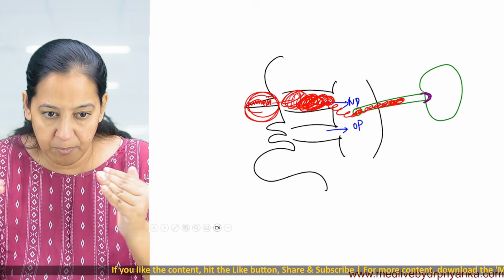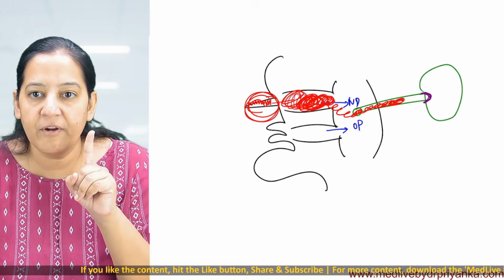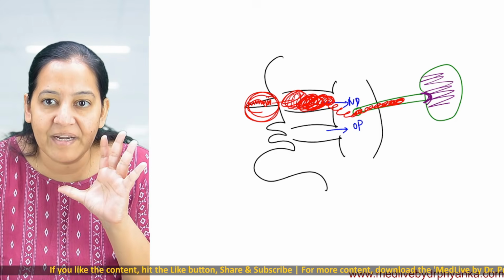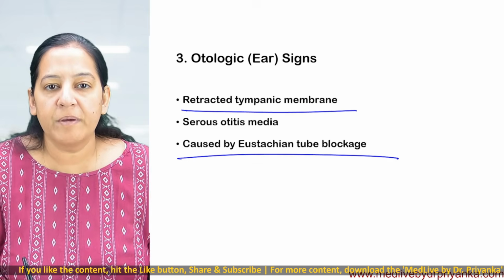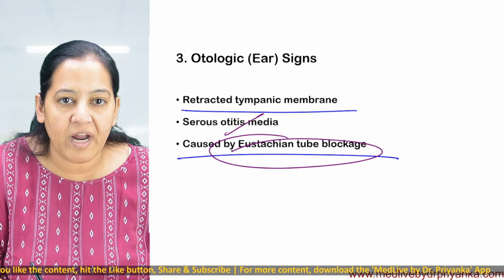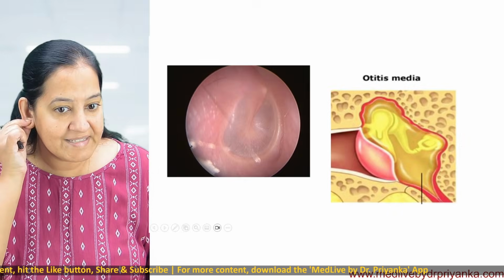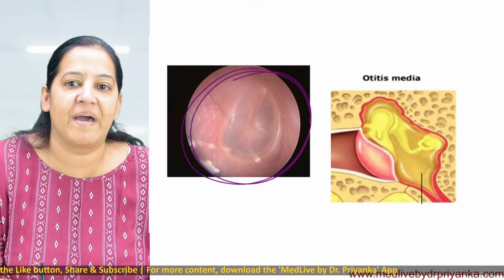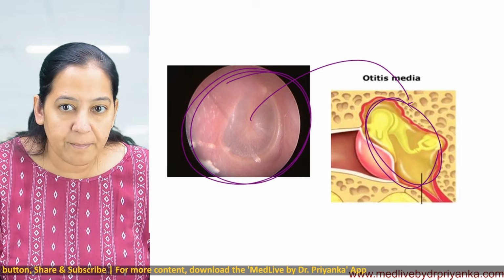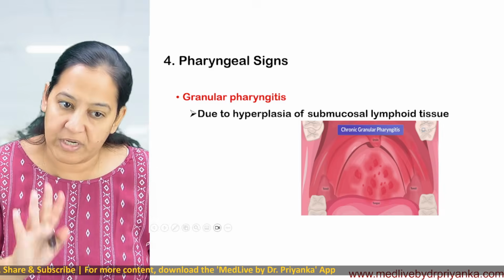Air normally comes from both sides, so it's balanced in the ear. So it will be retracted, and there will be otitis media. Because of blockage of eustachian tube, there is otitis media and retracted tympanic membrane. Both of them are due to blockage of eustachian tube. That is ear signs. You can appreciate the retracted tympanic membrane, and you can appreciate the fluid in the middle ear cavity. That's known as otitis media.